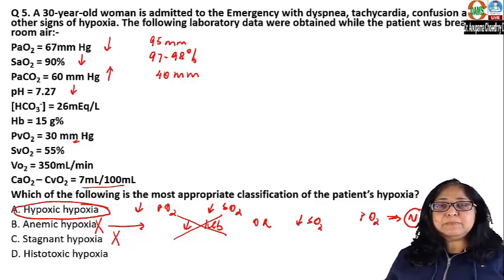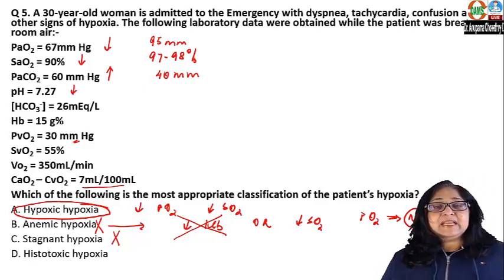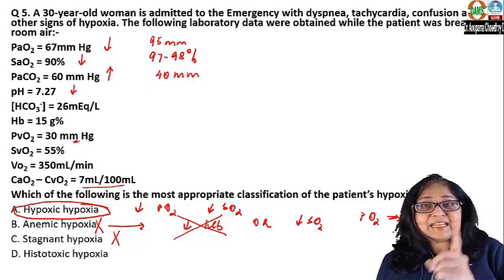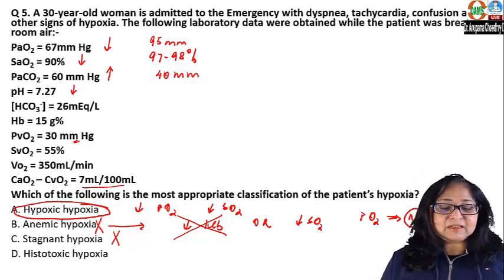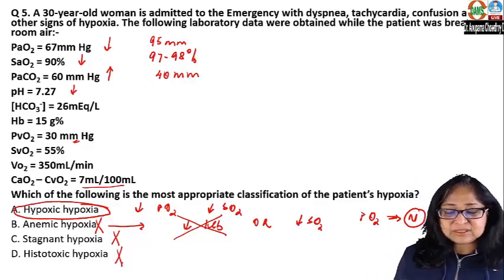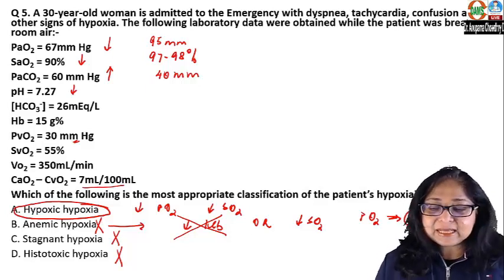In histotoxic hypoxia, the difference in partial pressure of oxygen in arterial and venous blood should be reduced. But like I said, in that case the arterial PO2 should have been normal, but here the arterial PO2 is reduced. So this is unlikely to be histotoxic hypoxia. So here my best answer is hypoxic hypoxia.